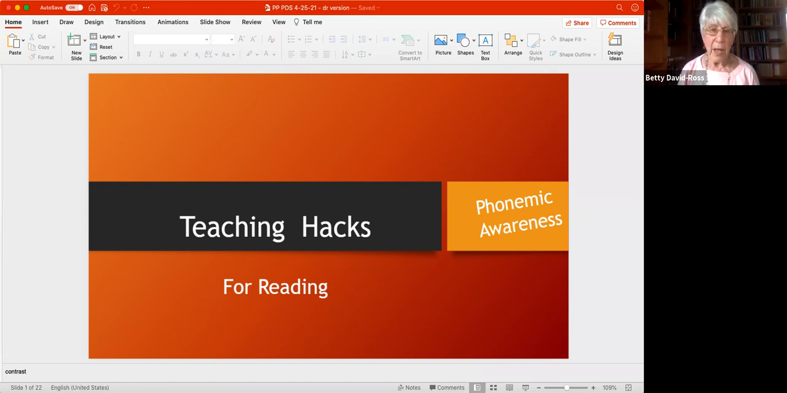Somebody pointed out that the definition of phonics in the dictionary is a system for teaching reading. Well, this is a slight contrast to traditional phonics. So, as phonics is defined here, it has to do with the relationship between the basic sound units of words called phonemes and the letters that represent them.